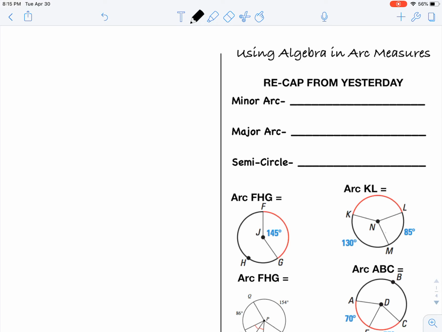Alright, so here are our notes for today. We're going to expand what we did yesterday about finding the arc measures and everything, and we're going to add some algebra to it. Okay, so as a recap from yesterday, we're going to talk about some of the vocabulary.